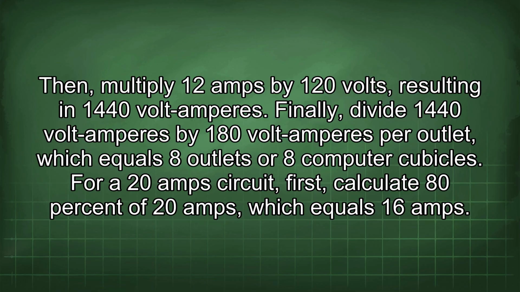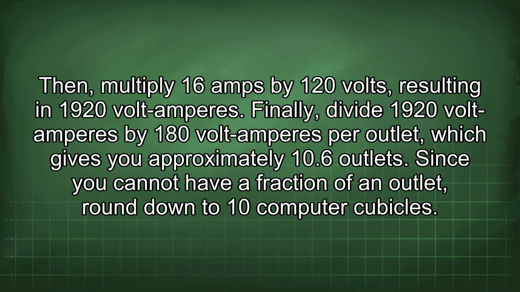For a 20 amp circuit, first calculate 80% of 20 amps, which equals 16 amps. Then multiply 16 amps by 120 volts, resulting in 1920 volt-amperes. Finally, divide 1920 volt-amperes by 180 volt-amperes per outlet, which gives you approximately 10.6 outlets. Since you cannot have a fraction of an outlet, round down to 10 computer cubicles.